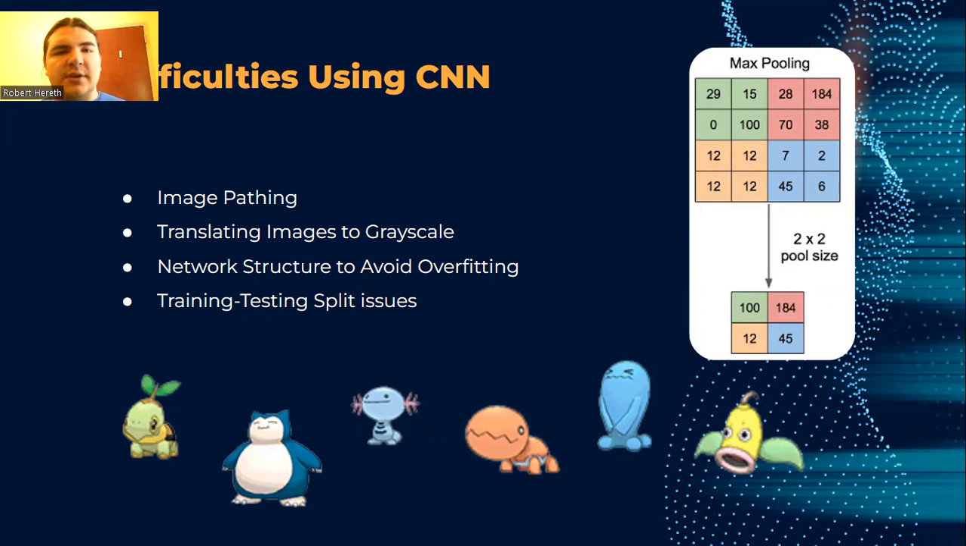The difficulties using my convolutional neural network included trying to get the image pathing to work properly, as going through Google Drive and Google Colab was a little bit of a hassle. I also had issues translating the images into grayscale, as I was using 2 brand new Python packages that I hadn't used before. I also had issues getting the neural network structure to avoid overfitting within the data, as well as with the testing and training split, forcing me to manually make a testing and training set of data for this problem.